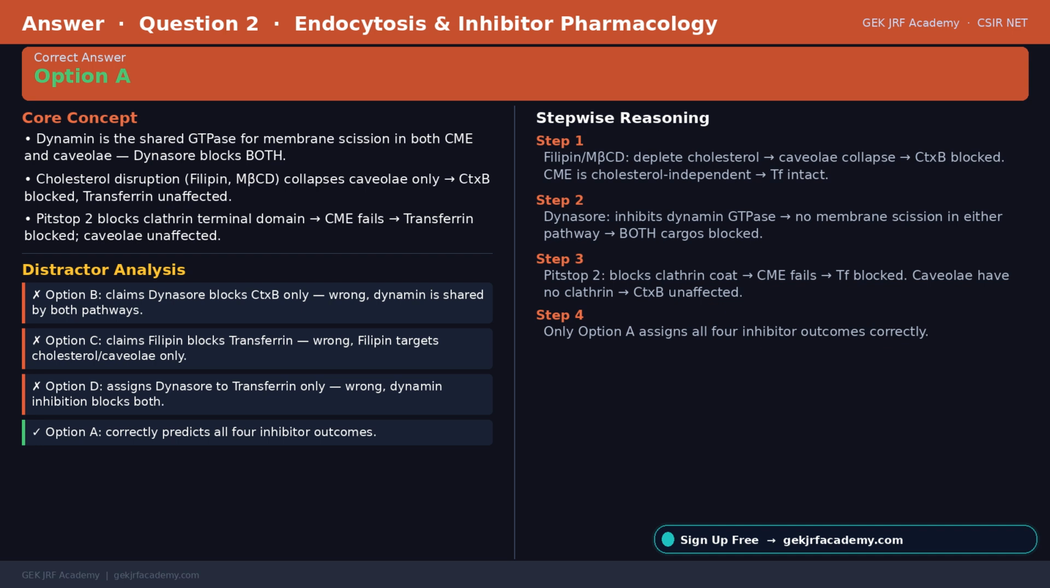The critical insight is that dynamin is a shared pinchase required for both pathways. Cholesterol disruption specifically collapses caveolae but leaves Clathrin pits intact. And Pitstop 2 is Clathrin specific. Caveolae are entirely Clathrin independent.